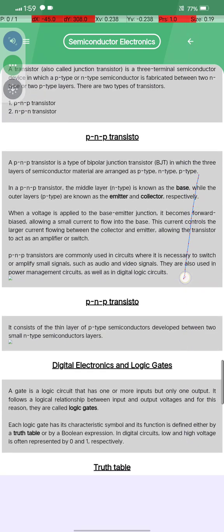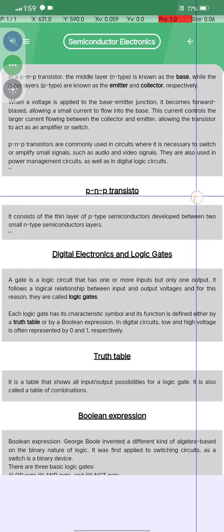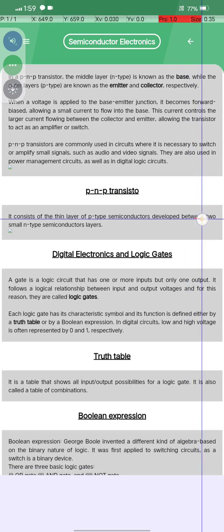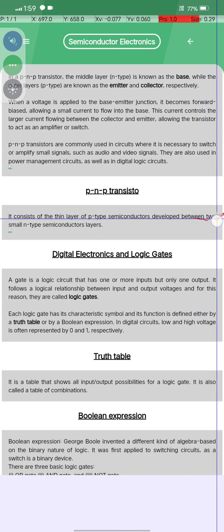After that, what is a PNP transistor? It consists of a thin layer of p-type semiconductor developed between small n-type semiconductor layers.